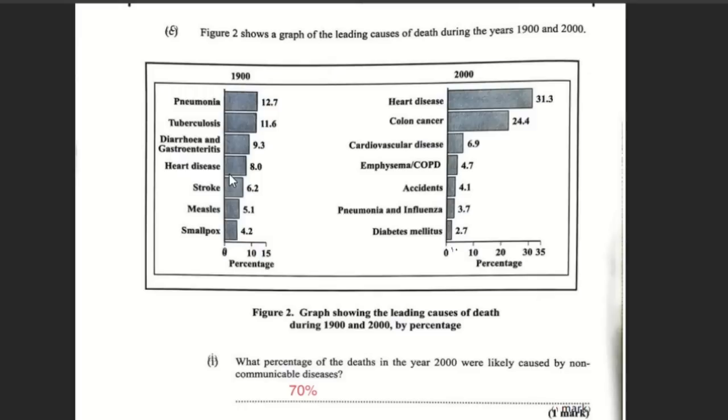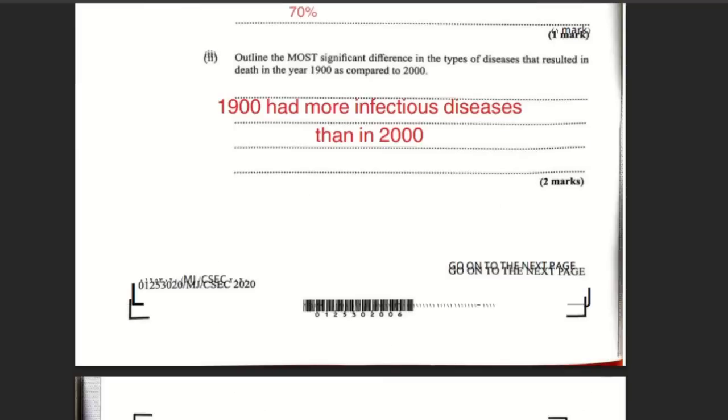So some of them are in fact communicable, versus in 2000 where most of them are non-communicable. Literally the only one that is communicable from the 2000 list is pneumonia and influenza, while over here smallpox, diarrhea, pneumonia, all of these things can be infectious to other people. So that is why that's the answer. So 1900 had more infectious diseases than 2000.